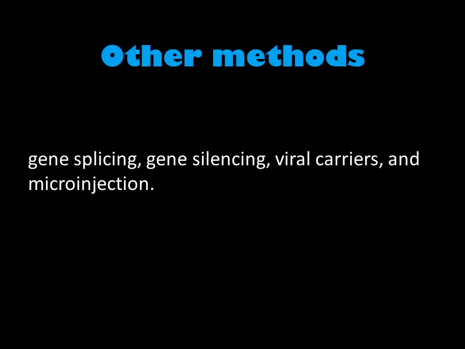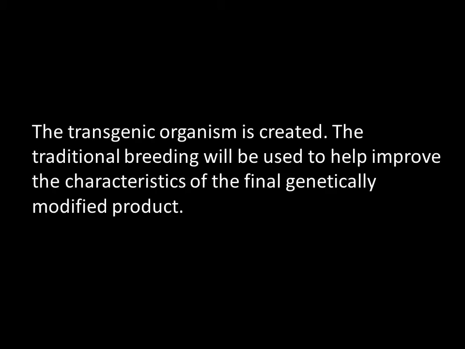Other methods: gene splicing, gene silencing, viral carriers, and microinjection. Step 6. The transgenic organism is created. Traditional breeding will then be used to help improve the characteristics of the final genetically modified product.